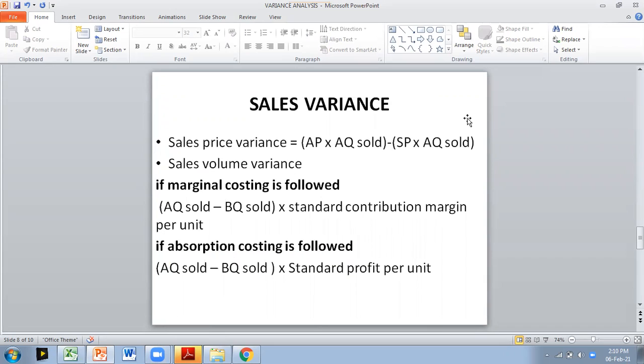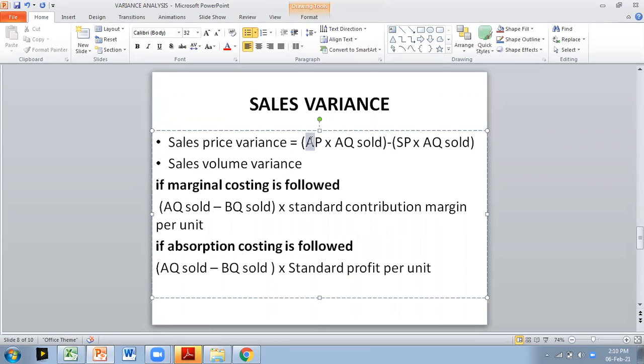So for sales variances, the variance is very simple. You have to take the sales price variance and the sales volume variance, right? For sales price variance, you have to take actual price into actual quantity sold minus standard price into actual quantity sold, right?